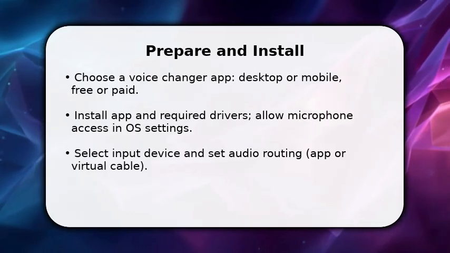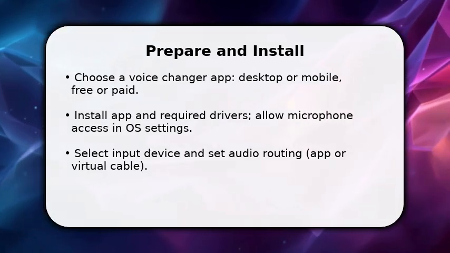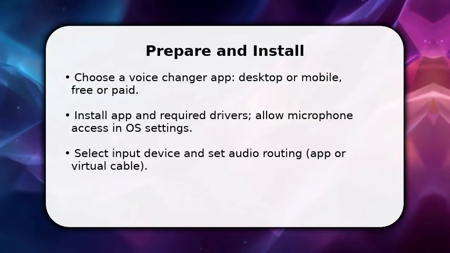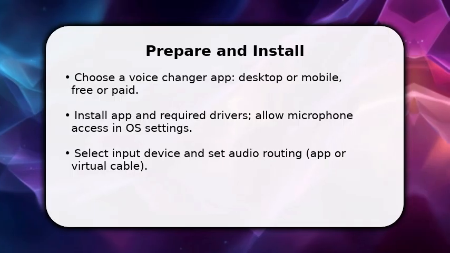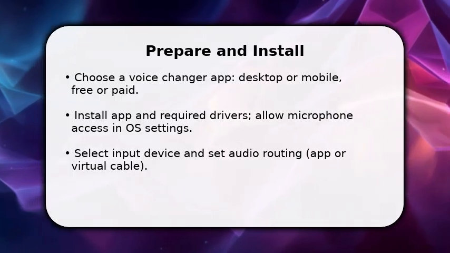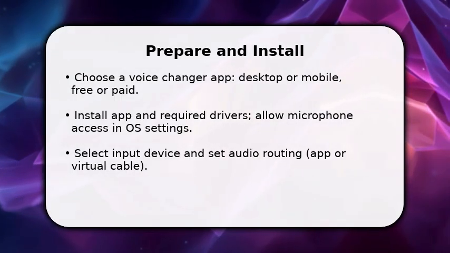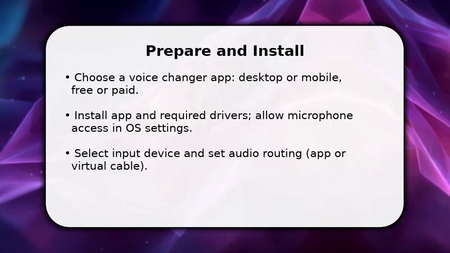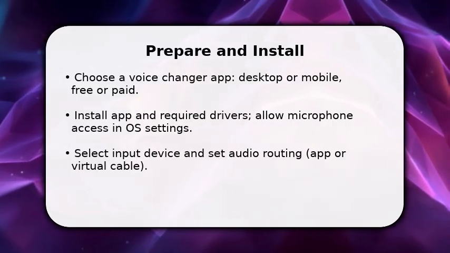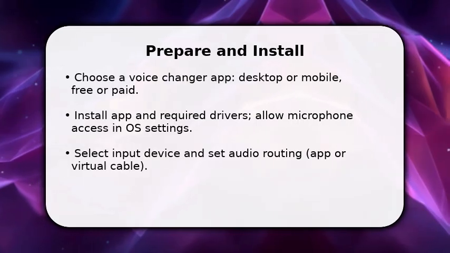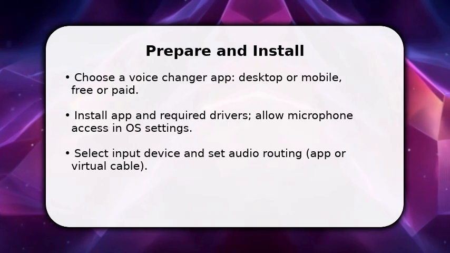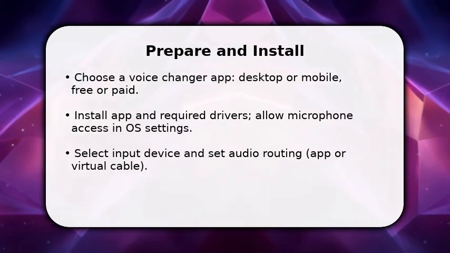You start by choosing a reliable voice changer app and installing any required drivers. This ensures low latency and clean audio. Once installed, grant microphone access and select your input device in both the app and the system. Make sure to set audio routing now. Use the app's built-in routing or a virtual audio cable, because correct routing avoids conflicts with other programs. Doing these first steps saves time and prevents garbled input later when you begin adjusting voice parameters.